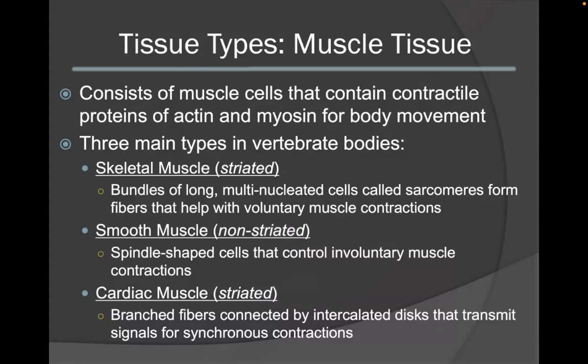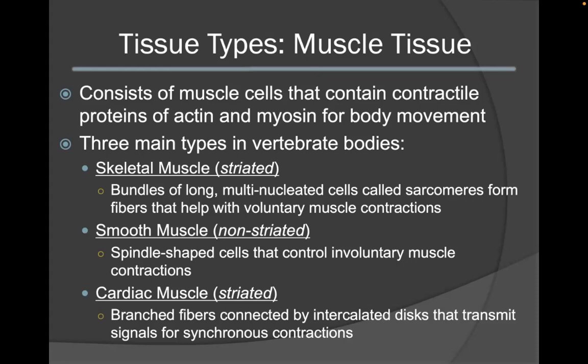There are three main types of muscle tissue that are found in vertebrate bodies: skeletal muscle, smooth muscle, and cardiac muscle. Skeletal muscle is considered to be striated, as the cells have distinct stripes or striations. Skeletal muscle consists of bundles of long multinucleated cells called sarcomeres. These form fibers that help with voluntary muscle contractions. Smooth muscle, on the other hand, is considered to be non-striated. This contains spindle-shaped cells that are involved in involuntary movements.